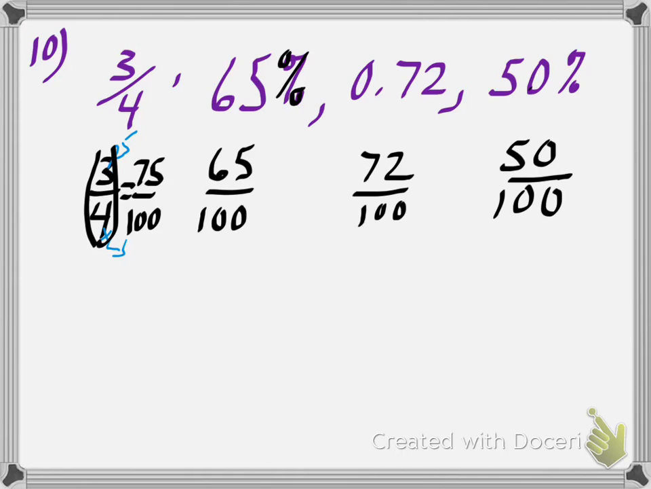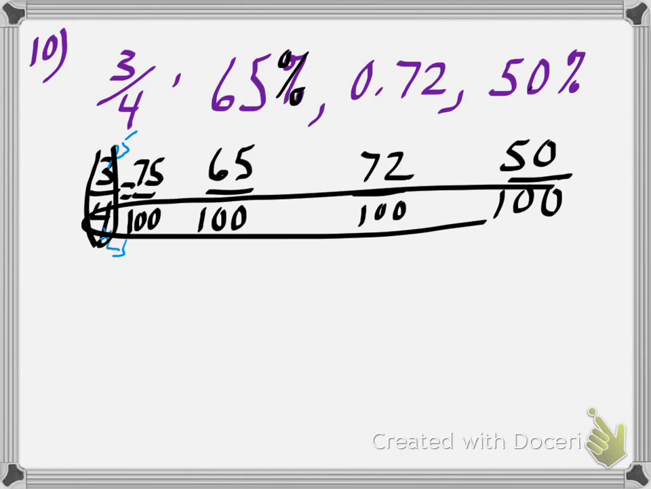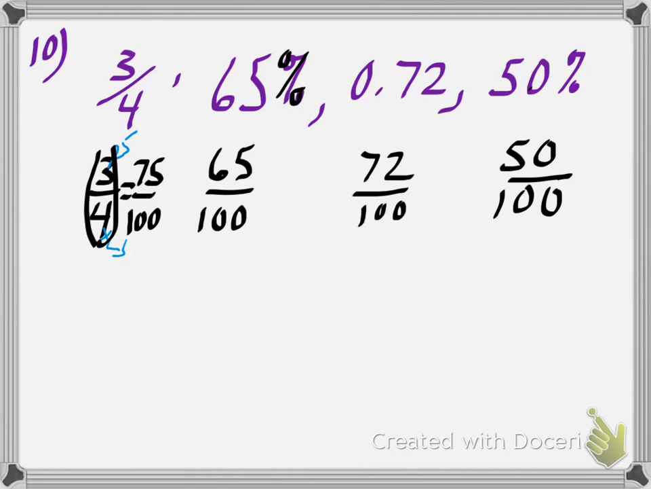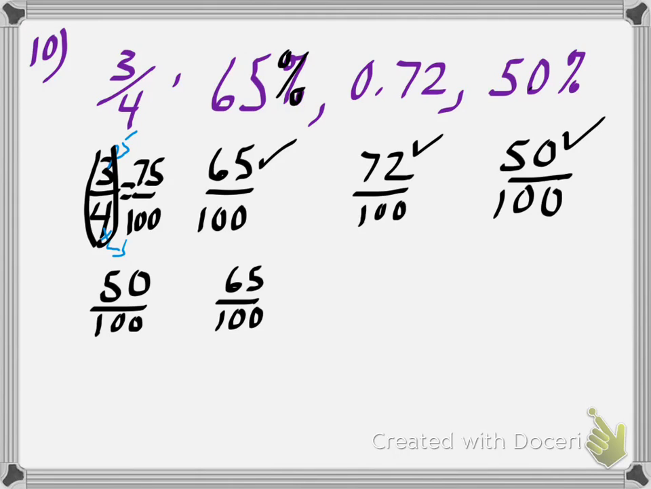So now we can easily see to put them in order, because since all of these are the same, we only have to look at the numerators. So the smallest one is going to be 50 over 100. Then we're going to have 65 over 100. Then we're going to have 72 over 100. And finally, 75 over 100.